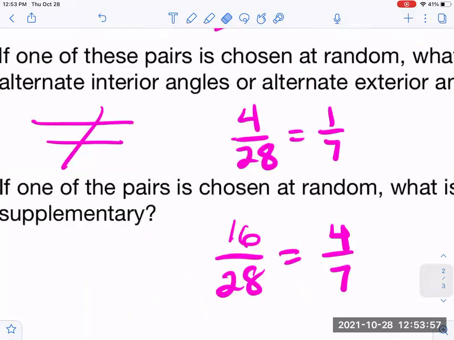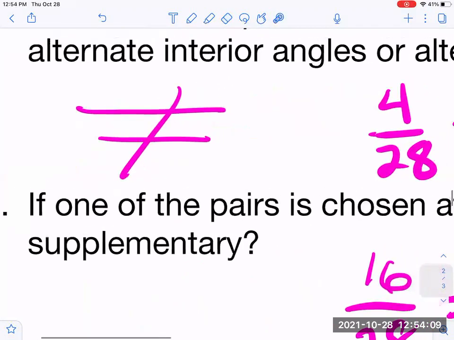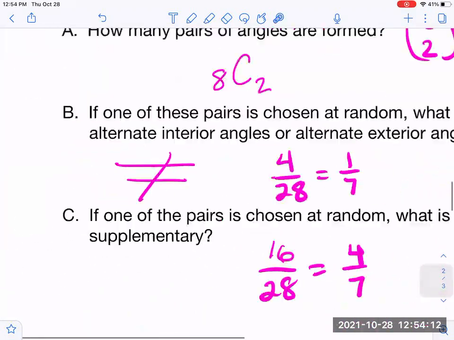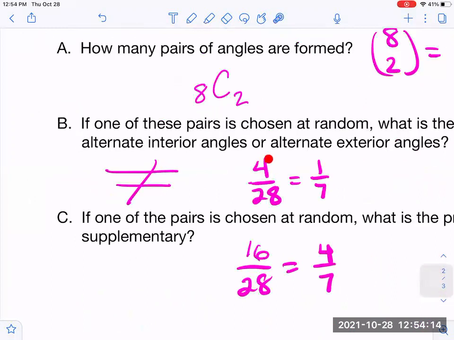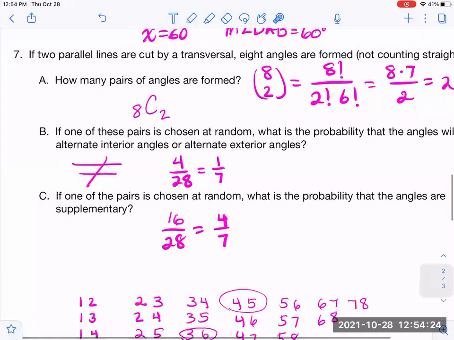So if you look at this picture, here's one set. Here's two sets, those are both exterior angles. Here's 3 sets. Here's 4 sets. So 4 out of 28. 4 angles out of 28 pairs are alternate angles. Okay, in this case, 16 pairs in that picture are supplementary.